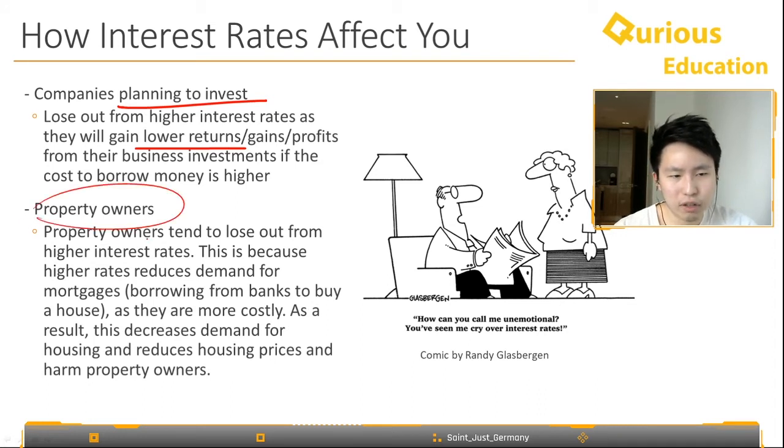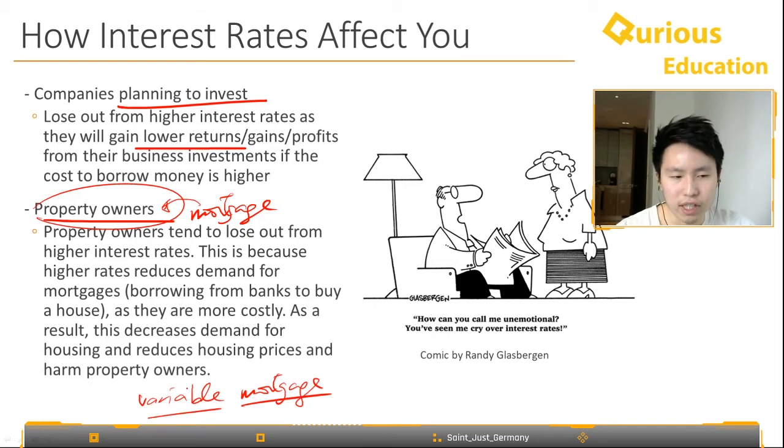And then property owners. Property owners tend to be on a mortgage as well. That means that they have borrowed money from the bank in the past in order to buy the property, but they still need to pay back money every month to the bank. If you have something called a variable mortgage, the interest rate you set with the bank tends to move with the interest rate in the economy. As a result, if you've got a variable mortgage, you would want the interest rate to be low because again, you'll be paying back less money to the bank.